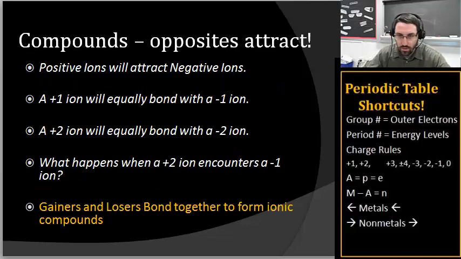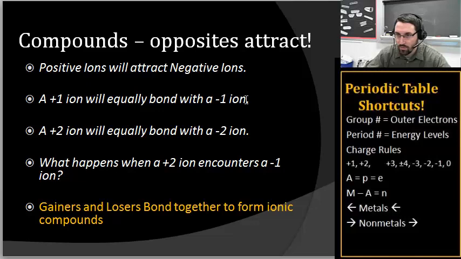So this again is a review. The only thing that's new is the part at the bottom. Gainers and losers bond together to form ionic compounds. If you think back about the periodic table, the ones that are gainers, the ones that gain electrons, most of those, if you look at our shortcut, are all nonmetals. And the ones that are losers are actually metals.